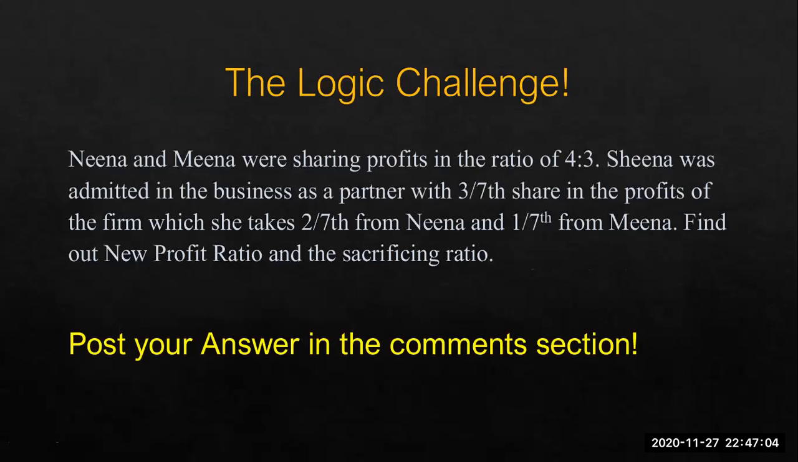If you have understood, take up this challenge of solving this problem, which is similar to the problem that we have solved now. Nina and Meena are sharing profits in the ratio 4:3. They wanted to admit Sheena as a business partner for 3/7 share in the profits, which she acquires from Nina, 2/7 share from Nina, and 1/7 from Meena. Find the new profit sharing ratio and the sacrificing ratio of the old partners. Post your answers in the comment box below.